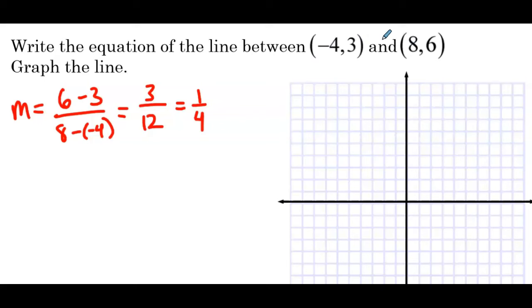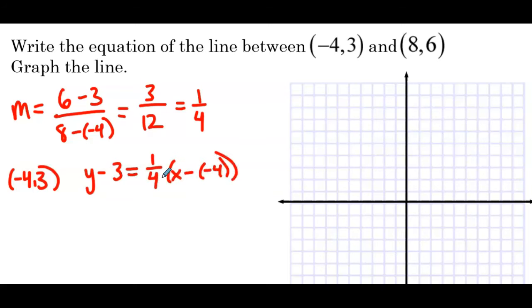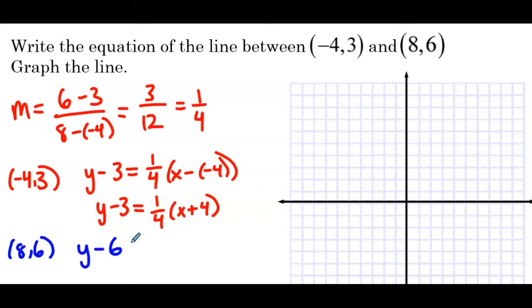Now we can use either of these points. If we use the point (-4, 3), our equation is y minus 3 equals 1/4 times x minus negative 4, which can be simplified to y minus 3 equals 1/4 times x plus 4. And if we wanted to use the point (8, 6), we'd have y minus 6 equals 1/4 times x minus 8.